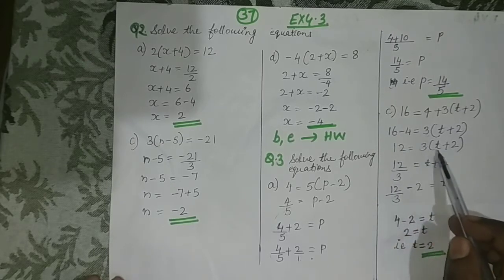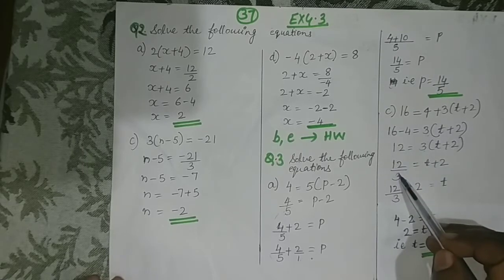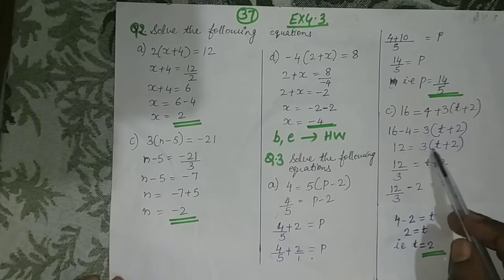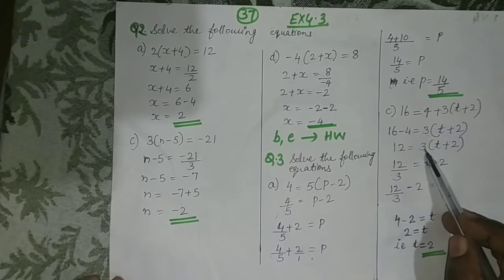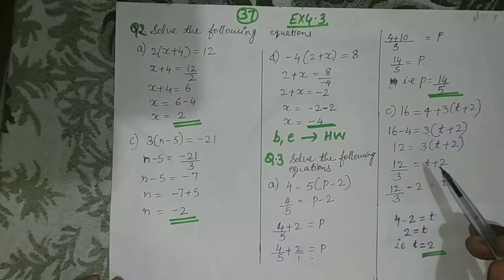So you can write 12 is equal to 3 into T plus 2. This 3 is taken from RHS to LHS. So it will divide. So 12 by 3 is equal to T plus 2. T plus 2 only remaining. 3 has gone to LHS. Here it is multiplied. When it has gone to LHS, it is dividing. 12 by 3 is what? 4. Okay, that we know.